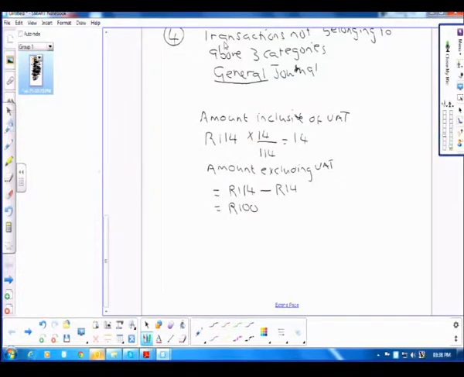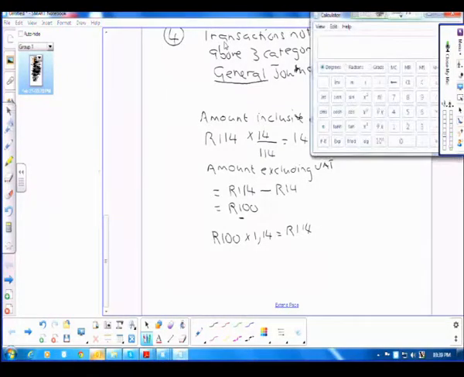So now the question is, when they have given you the amount exclusive of VAT, how do you get to 114? If they gave you 100, which is the amount exclusive of VAT, how do you get to 114? To get to 114, you just take the 100 and multiply it by 1.14. If you take the amount exclusive of VAT and multiply by 1.14, it will give you 114. All right. Or should we try it?